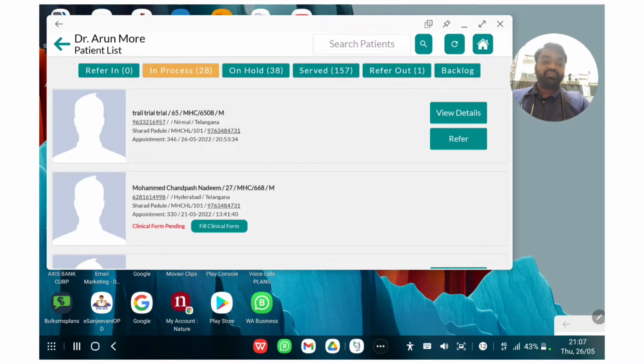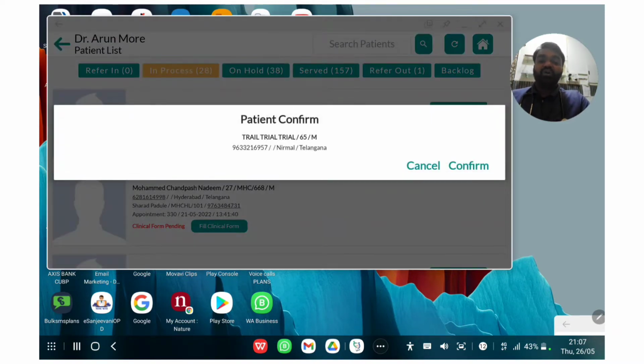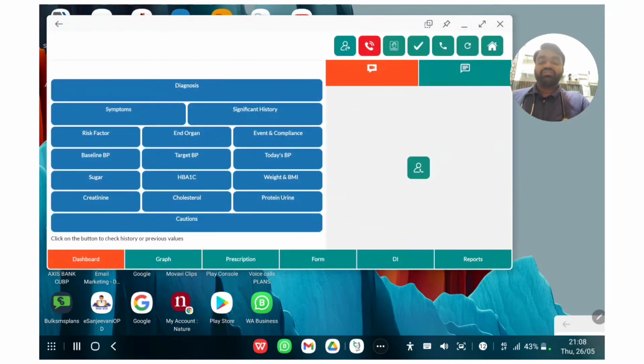As you may remember from my previous series on how to take the patient's appointment, you would have seen the patient's name as trial. When this patient goes ahead, a pop-up is generated to confirm whether the patient is the same or someone different. This pop-up has been integrated for a quality check, so that we do not go wrong with the name of the patient. So confirm it to go inside.